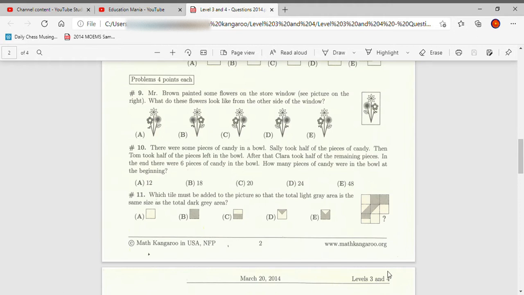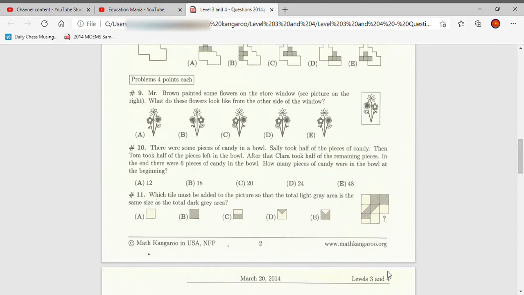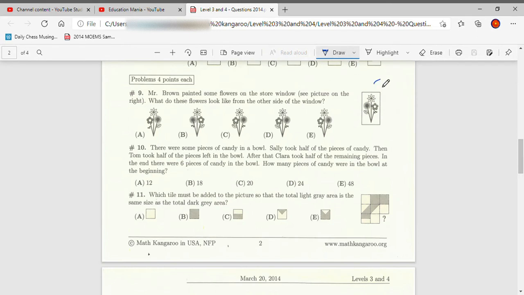Mr. Brown painted some flowers on the store window. See the picture on the right. What do these flowers look like from the other side of the window? So we want to mirror it this way so we can see the back of it.